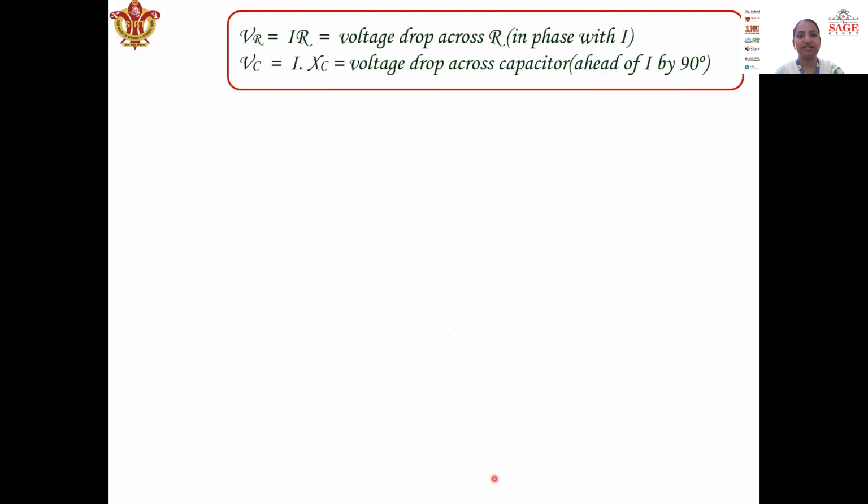So let's move to the next slide. As we have already discussed in the last case, the RL series circuit, VR is the voltage drop across R, which is in phase with the current, and it is represented by the formula VR equals I into R, and the same with VC. VC equals I into XC, and it is the voltage drop across the pure capacitor, and here current is leading voltage by 90 degrees, and XC is the capacitive reactance, which is the total opposition offered to the flow of current due to capacitance.